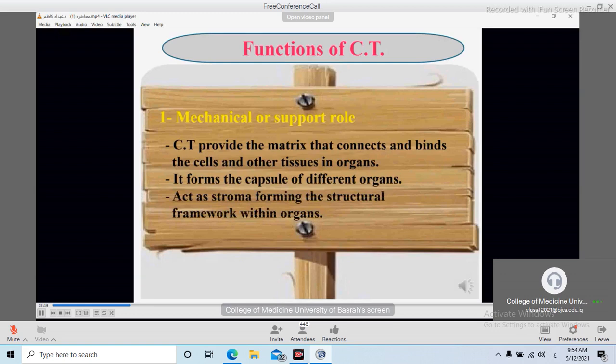Also, we notice it acts as stroma forming the structural framework within organs.